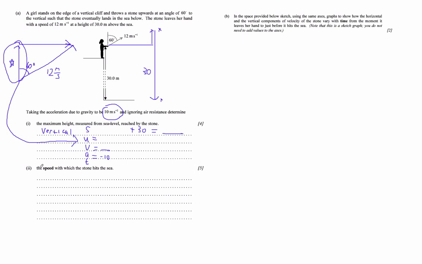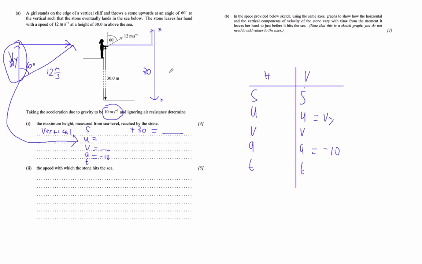Then number 2 says, what is the speed with which the stone hits the sea? I think you're going to do a little T chart, right? You're going to go horizontal, vertical, right? SUVAT. Don't forget, they want you to use negative 10 for the acceleration, right? The initial velocity is going to be this guy. I'll call it Vy, right? And then the horizontal velocity will be this guy. Remember, this is like between 10 and 11. Okay, if it's not, you're probably in radians. Remember, this guy's 0, right?